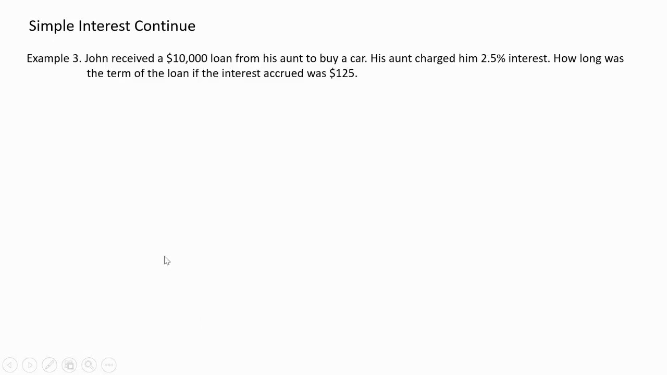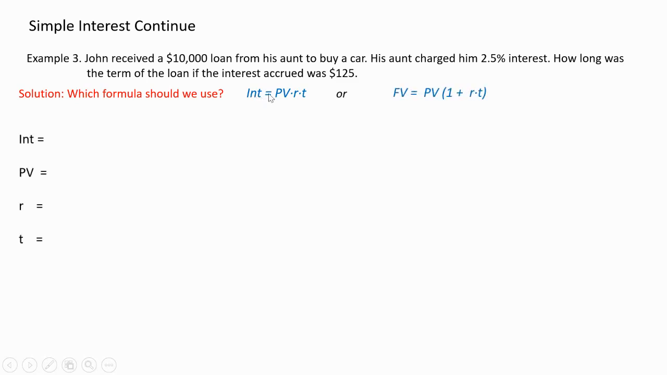Okay, simple interest continues. It says here, John received a $10,000 loan from his aunt to buy a car. His aunt charged him 2.5% interest. How long was the term of the loan if the interest accrued was $125? So here, guys, we're going to use the INT formula, because the interest accrued is 125, which means it's the INT. So we're going to be using this formula here, the first one. Why? Because the 125 is interest accrued, which means this is the INT.